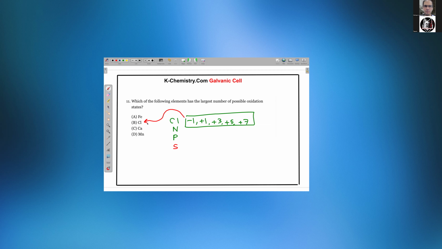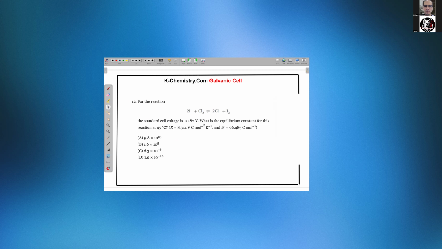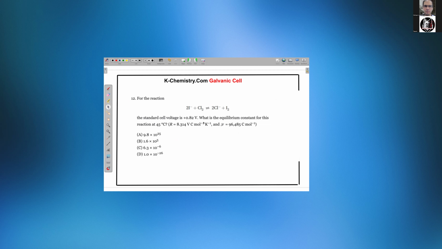And next question is for the reaction, this one. My standard cell voltage is 0.82. What is the equilibrium constant for this reaction? So we need to find the K for this reaction. We have the R, we have the F. You still remember the equation?